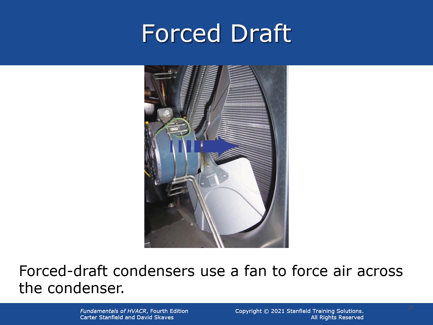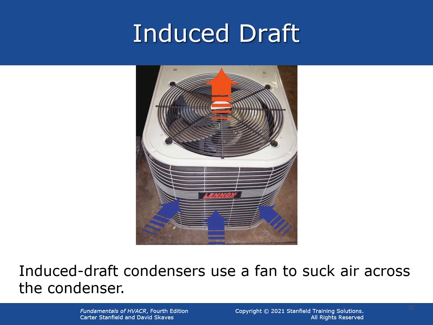Forced draft condensers use a fan to force air across the condenser. In a forced draft condenser, the cups of the blade will be facing towards the coil, so the fan is pushing air across the condenser. Induced draft condensers use a fan to suck air across the condenser. In an induced draft condenser, the cups of the fan blades will be facing away from the coil.